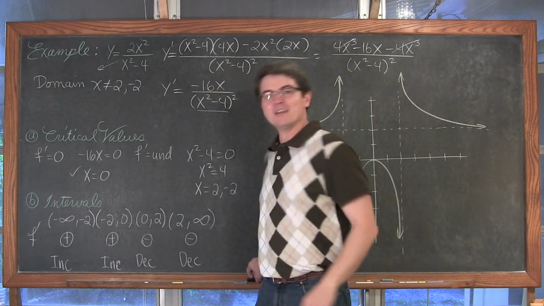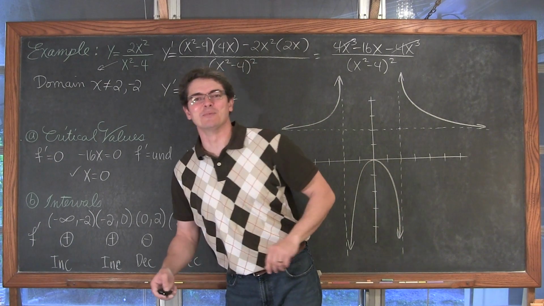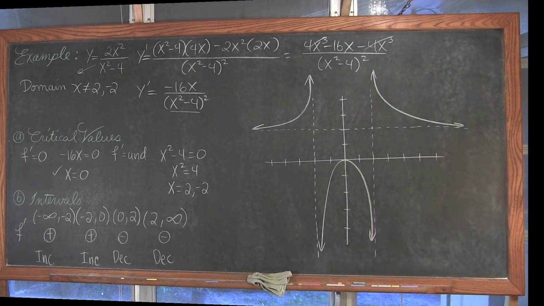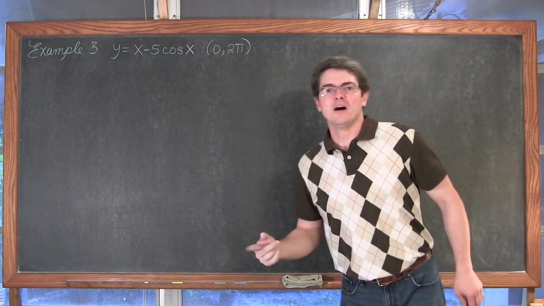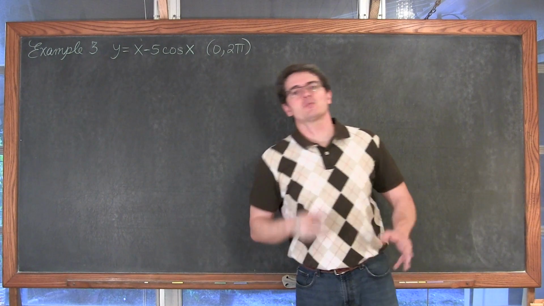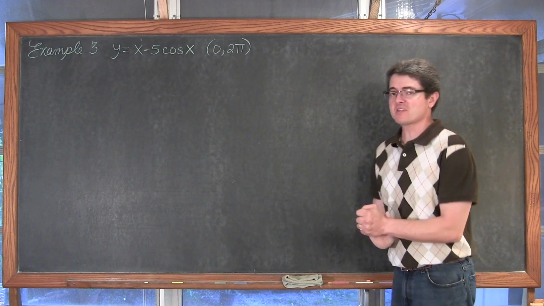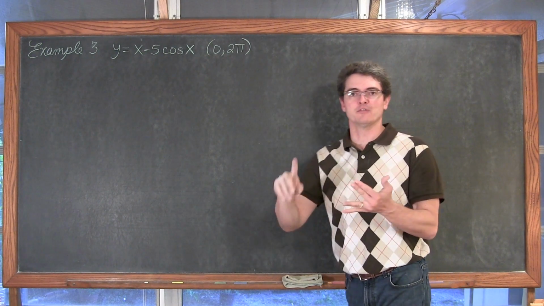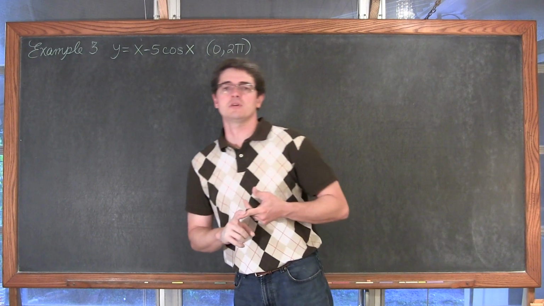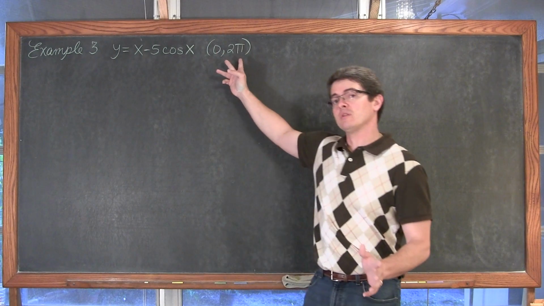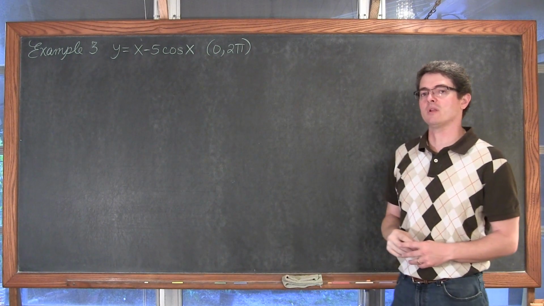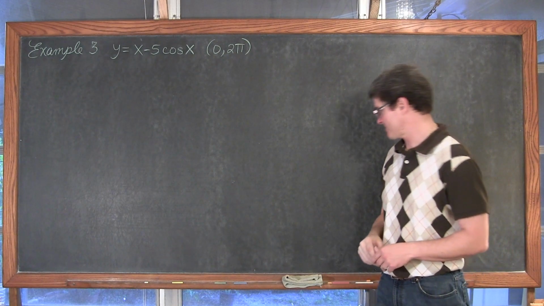Let's get that next example. y is equal to x minus 5 cosine x. So a little trig in there. Same steps. Find the derivative, find the critical values, set up the intervals, find out where the function is increasing and decreasing. This time on an interval of 0 to 2 pi. And then use that information to identify any relative max or mins.